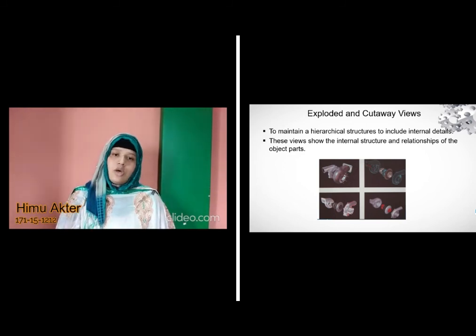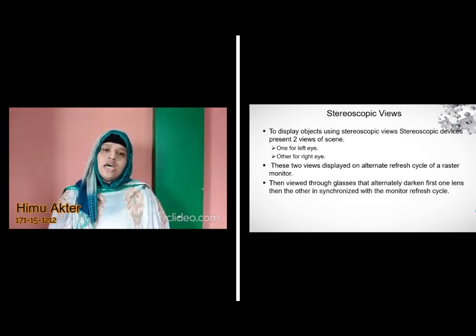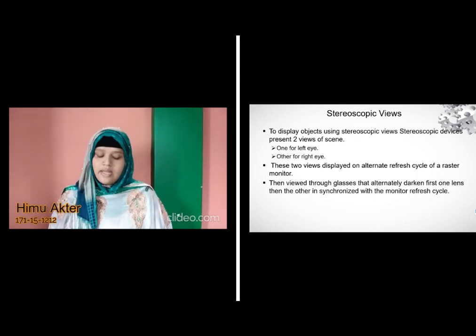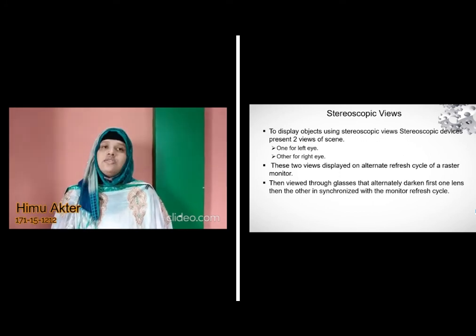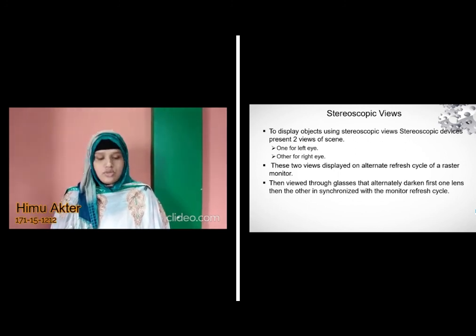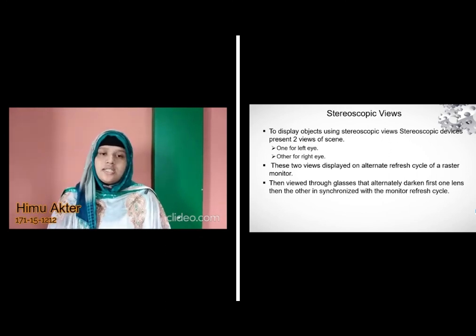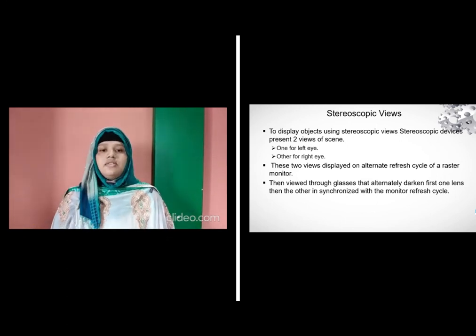Now I am discussing stereoscopic views. Stereoscopic views are obtained from 3D objects and describe the ability of the visual brain to register scenes of 3D objects. It has two scenes, one for the left eye and another for the right eye. These two views are displayed on an alternate refresh cycle to refresh the motion, and for this alternate refresh one lens is synchronized with the motion refresh cycles. Now I complete my part.